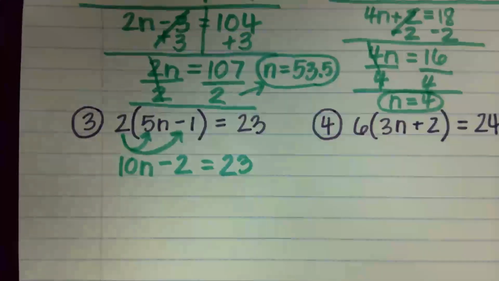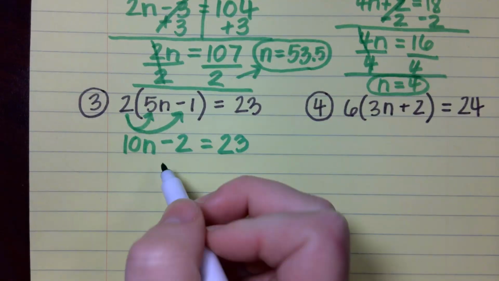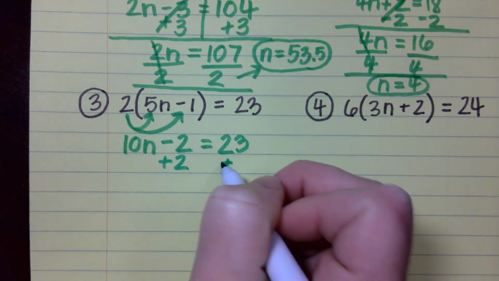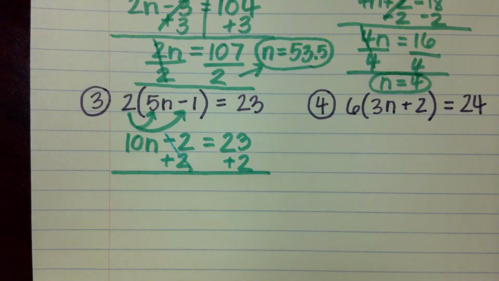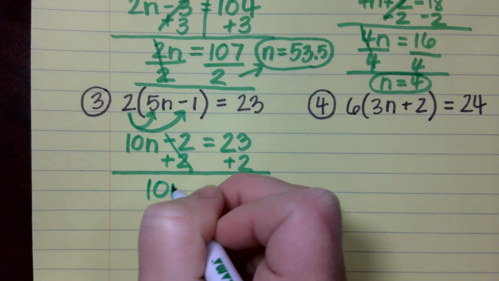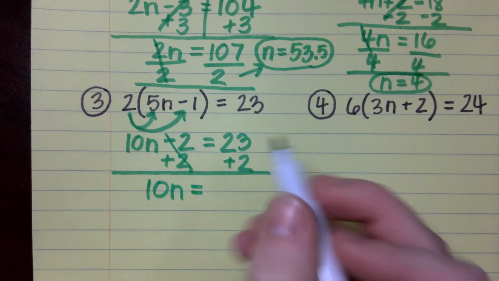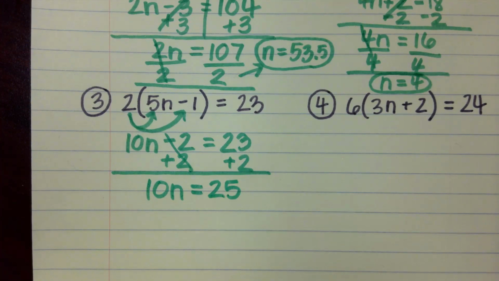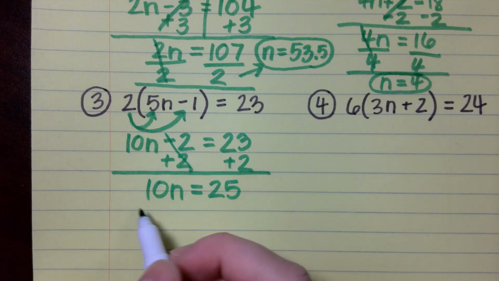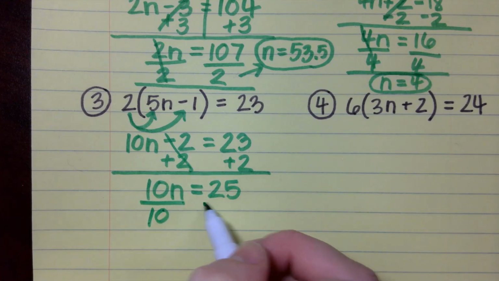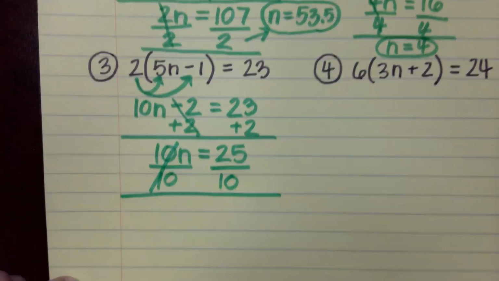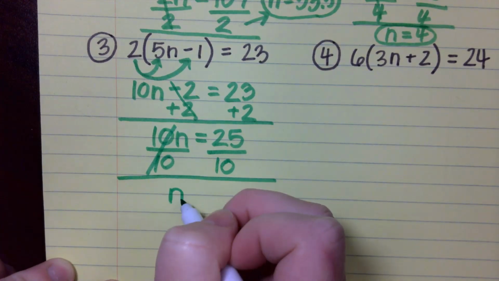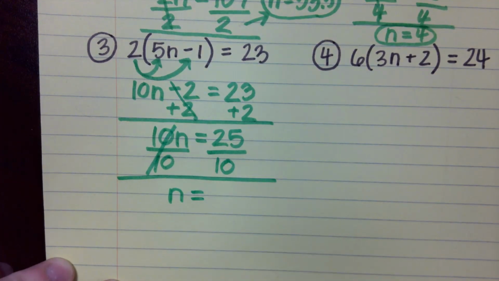Where do we go from here? Positive 2. Yes, we want to get rid of minus 2, so we're going to add 2 to both sides. Okay, my 2's are going to cancel. What am I left with now? 10n equals 25. Good. All right, last step. What do we do? Perfect. We're going to divide by 10 on each side. So our 10's cancel out. We're left with n equals, what is 25 divided by 10?